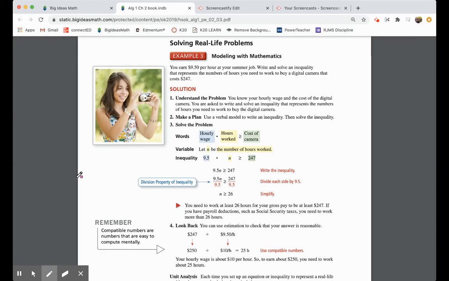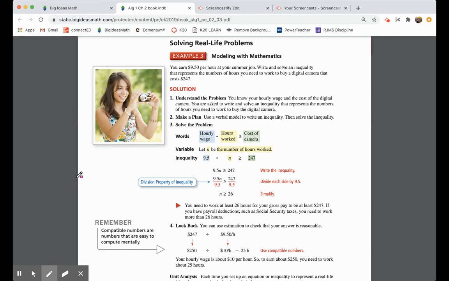Okay, so example 3, we've got a word problem, or a real life problem. It says you earn $9.50 per hour at your summer job. Write and solve an inequality that represents the number of hours that you need to work to buy a digital camera that costs $247. Okay, so we're going to be writing an inequality.